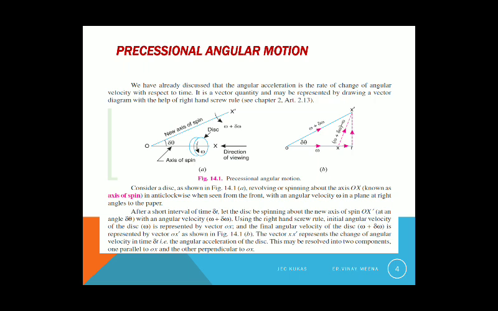Precessional angular motion. We have already discussed that angular acceleration is the rate of change of angular velocity with respect to time. It is a vector quantity and may be represented by drawing a vector diagram with the help of the right hand rule. Consider a disc as shown in figure, spinning about the axis OX, known as the axis of spin, in anticlockwise direction when seen from the front, with an angular velocity omega in a plane at right angle to the paper.